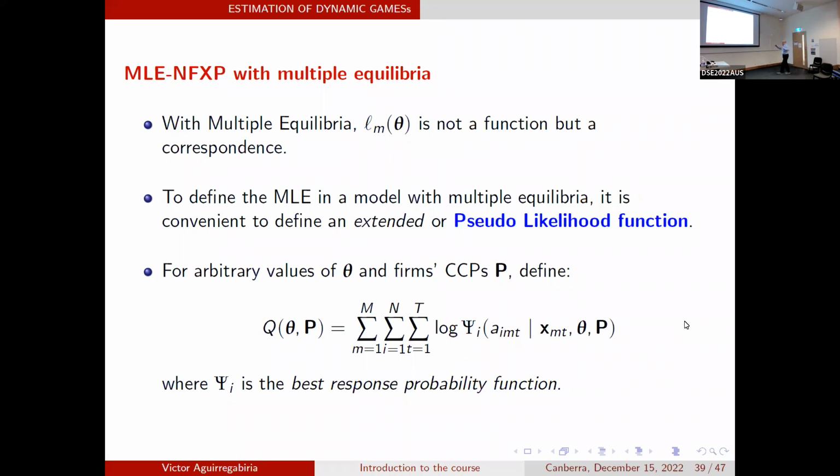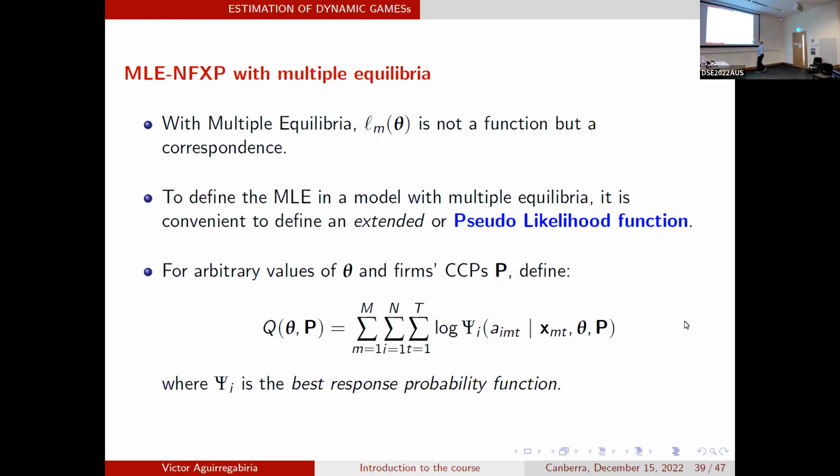And we might try to say, okay, let's maximize this likelihood function with respect to theta and p and obtain maximum likelihood estimates of structural parameters and beliefs. Without further restrictions, of course, we don't have identification. We cannot separately identify beliefs and preferences, okay?